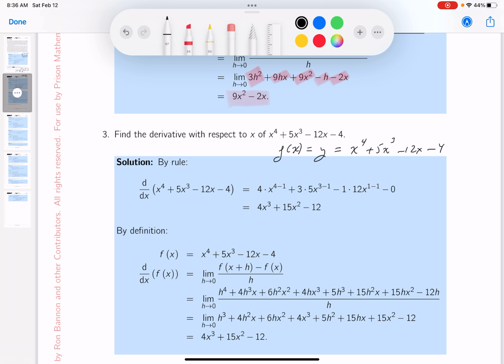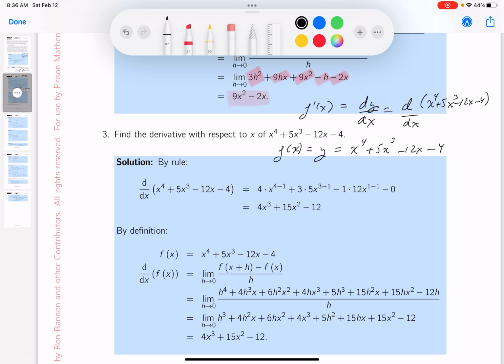And the derivative, it's pretty easy to write down. f prime, what does this mean? The derivative of f with respect to x. Or you might want to write the derivative of y with respect to x. Or you might want to say the derivative of x^4 plus 5x cubed minus 12x minus 4 with respect to x. Relatively simple to do, by the way.